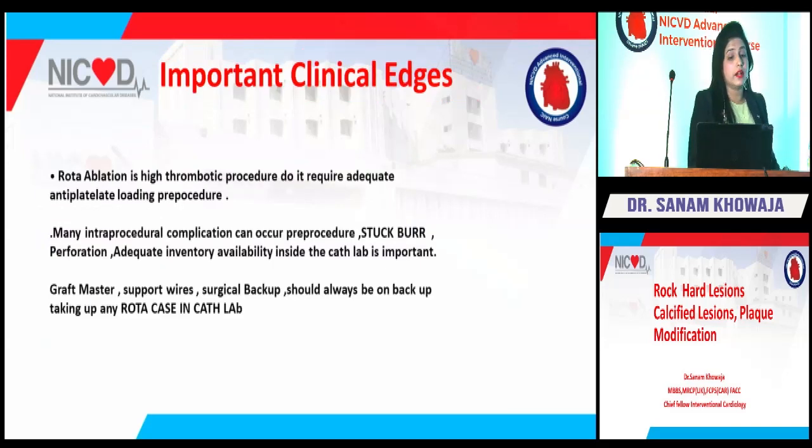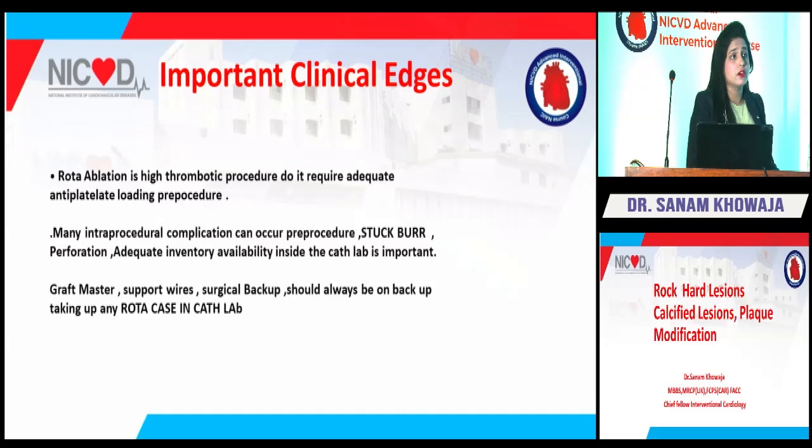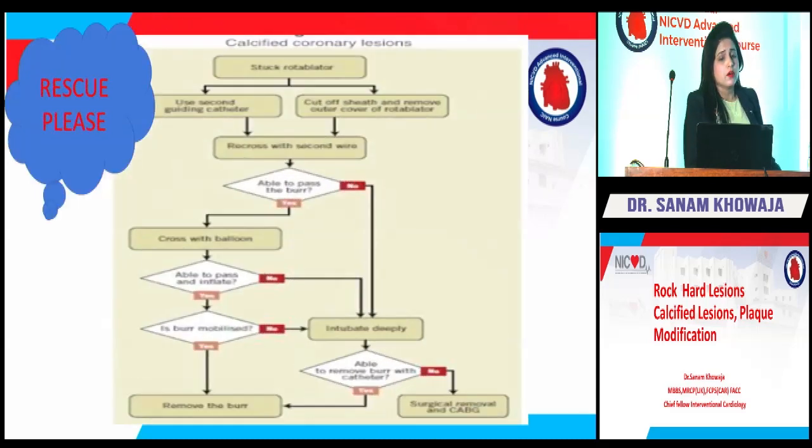So the important clinical edges for this presentation are that whenever you're doing rotablation, there are a few things we should keep in mind, that we should be adequately loaded with all the inventories. Like we should have a surgical backup, we should have the GraftMaster, we have the support wires on our table. Sometimes the rota burr is stuck. So whenever a rota burr is stuck, the first step we should do is passing a second wire. And after passing a second wire, there are two options. We can either cut the sheath and pull back that rotablation burr, or we can cross up a second balloon and then we will remove that rota burr.